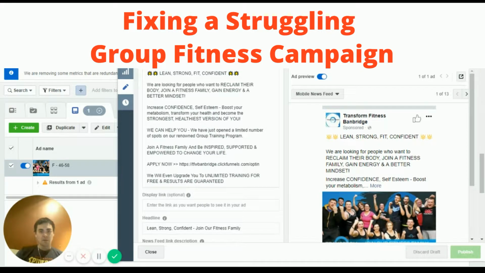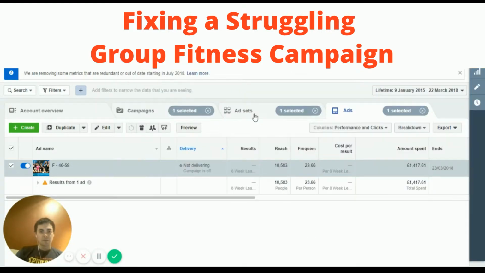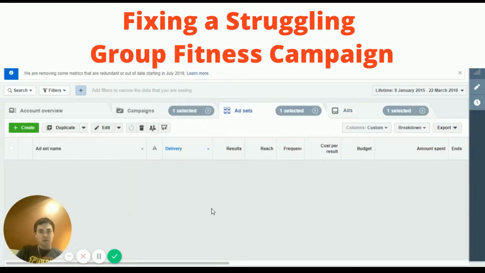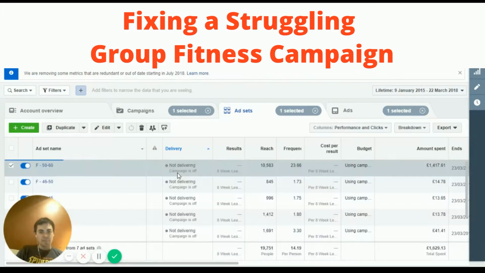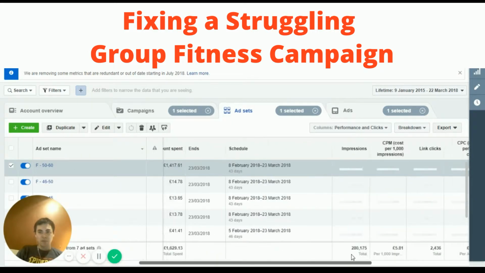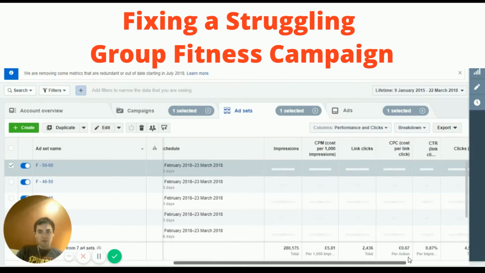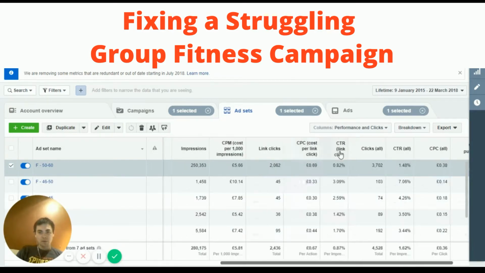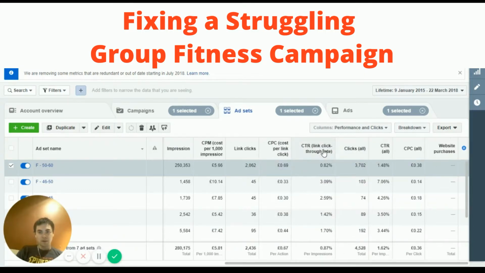I know. Okay, so that's not bad. I mean, there's definitely a lot of really good elements there. There are a few things I would change. But before I get to that, I just want to look at a very important metric here, which would be your link click-through rate.